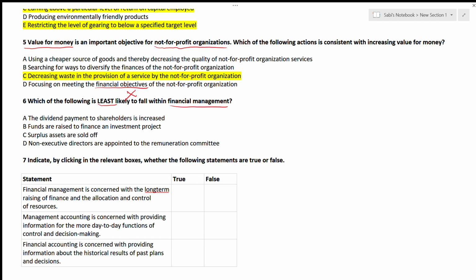And finally the D. It looks like C could be correct, but let's read D. Non-executive directors are appointed to the remuneration committee. So the right answer is D, because all the others are common in the role of a financial manager. They are common. So D is the right answer.